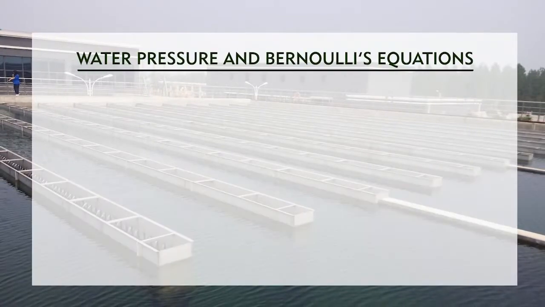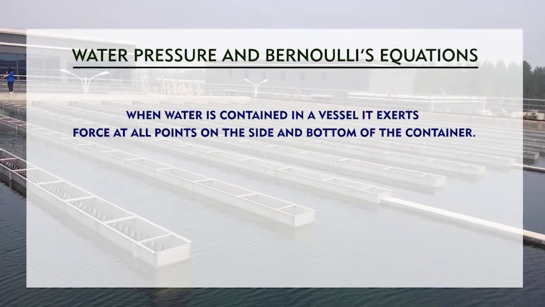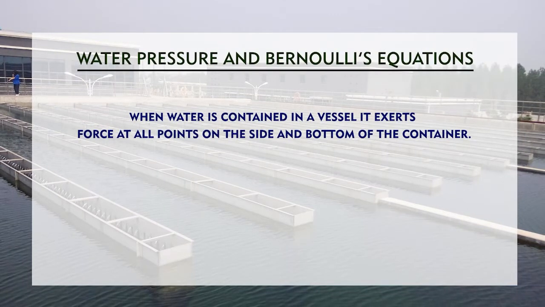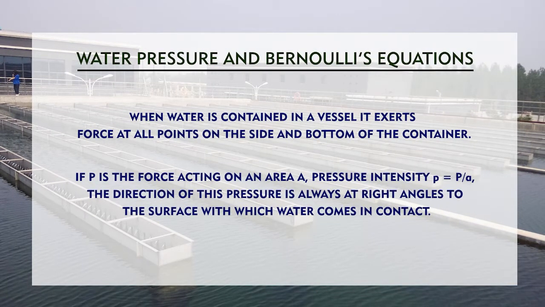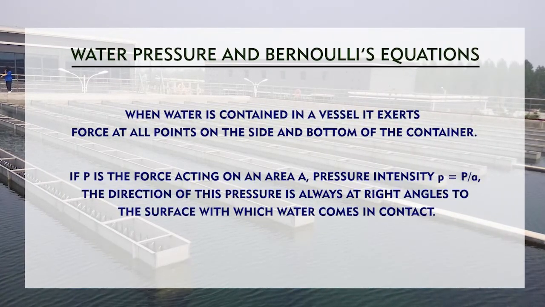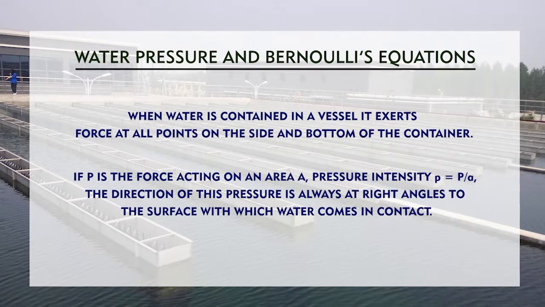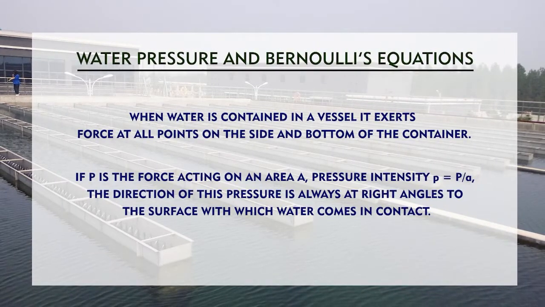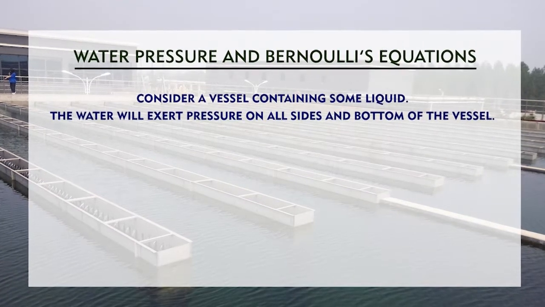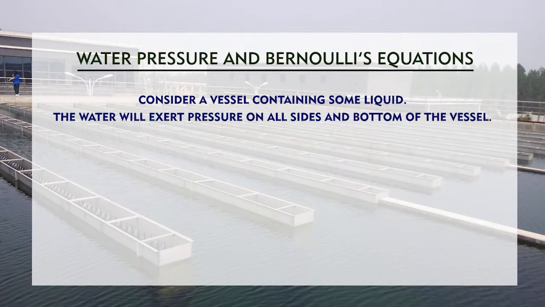Water pressure and Bernoulli's equation. When water is contained in a vessel, it exerts force at all points on the side and bottom of the container. If P is the force acting on an area A, pressure intensity p is equal to P divided by A. The direction of this pressure is always at right angle to the surface with which water comes in contact. Consider a vessel containing some liquid. The water will exert pressure on all sides and bottom of the vessel.